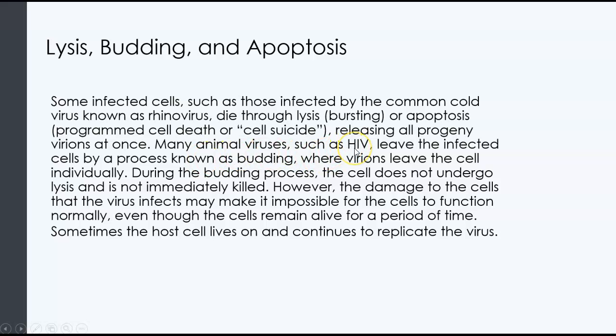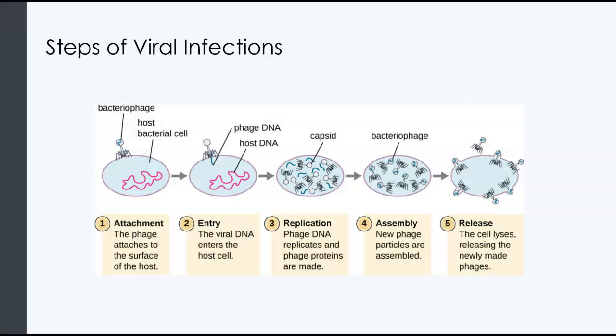Many animal viruses, such as HIV, leave the infected cells by a process known as budding. We're going to see that because that occurs in some of our living organisms. That's where the virions leave the cell individually. It's basically similar to exocytosis. A little bud forms off of the plasma membrane, and then it pinches off, and the virus is inside of it. So the cell is not immediately killed, but the cell is damaged, and it may make it impossible for the cell to function normally. And sometimes it can be used again as a host cell.